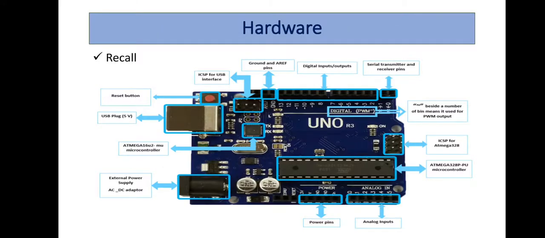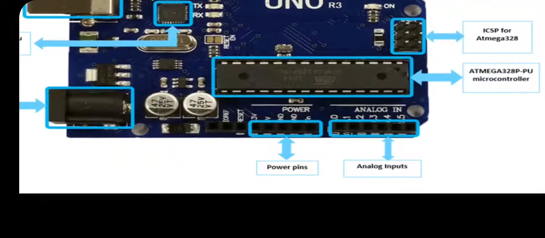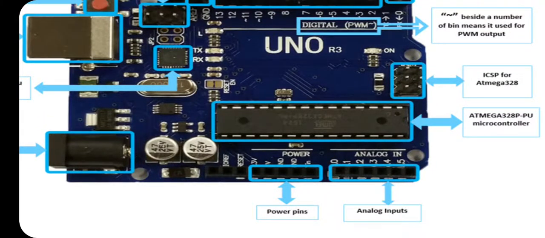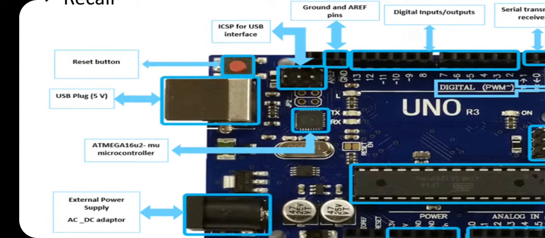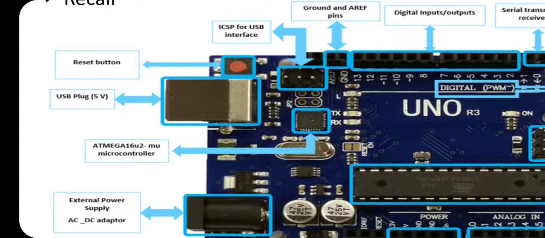Let us recall this again, the hardware part. Here you can see the power pins: 5 volt, 3.3 volt. The 3.3 volt is generated onboard, and the 5 volt we get from the USB cable or external power supply. This is also called the jack port. Here we can attach the batteries, and this is the USB port where we will connect the USB cable, and this red one is the reset button.